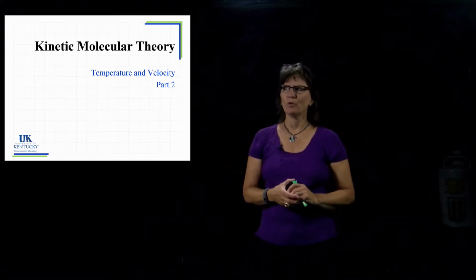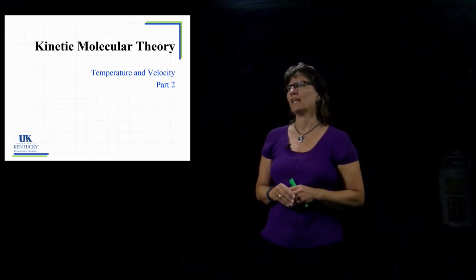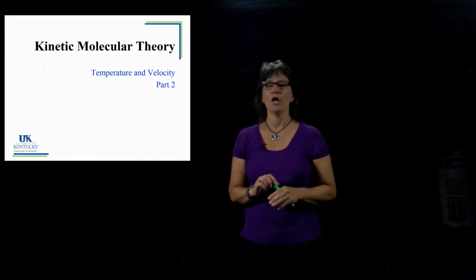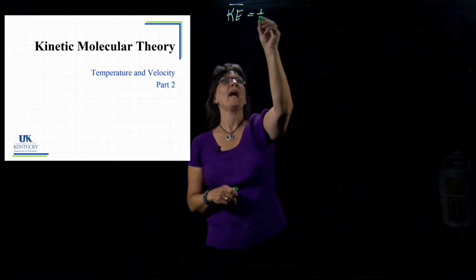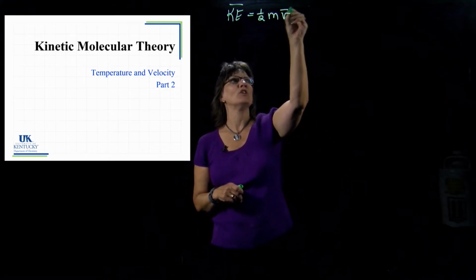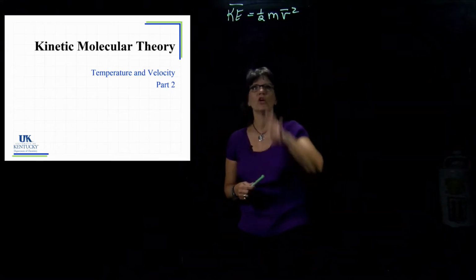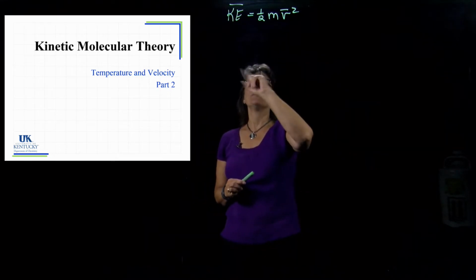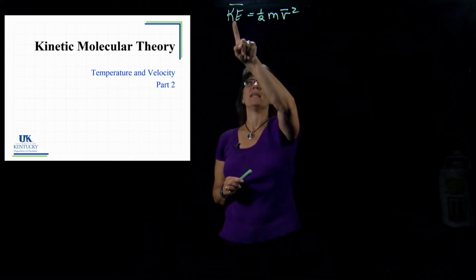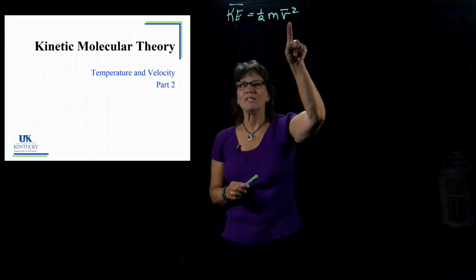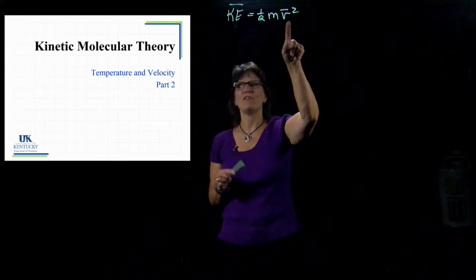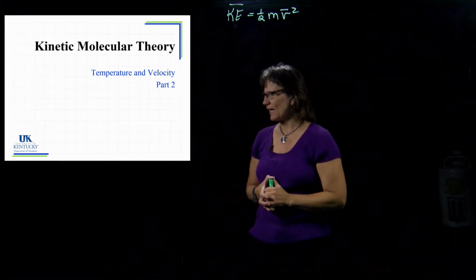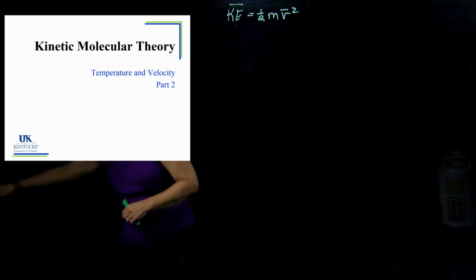Now we're going to look at part two, and we're going to narrow in on the connections between temperature and velocity. We know that the average kinetic energy, and that bar means average, is equal to 1/2 mass times the average velocity squared of those molecules. So we know that relationship. When the temperature goes up, kinetic energy goes up. And as kinetic energy goes up, the only thing that can be changing is the velocity. Molecules aren't getting fatter or skinnier. They're not changing. It's how fast they're traveling. So we're going to be looking at that connection in this lesson.